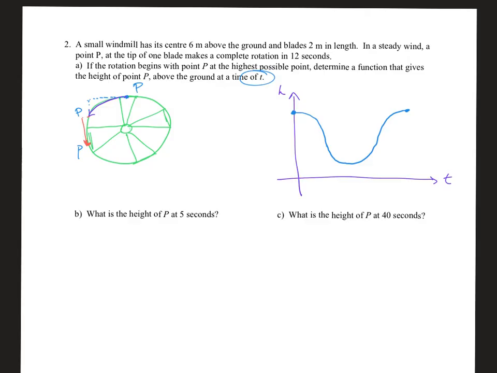Okay, I'm going to get rid of my really, really crude windmill over on the side. And what I'd like you to do right now is, on that graph, I'd like you to label the maximum value, the minimum value, and the period of your graph. So pause the video now, go ahead and do it.